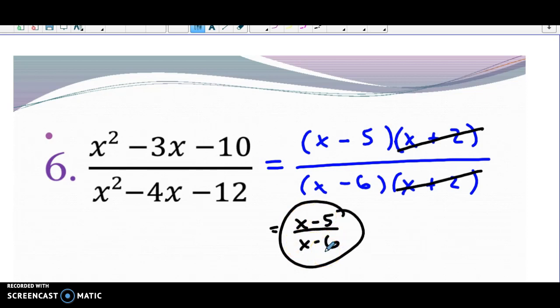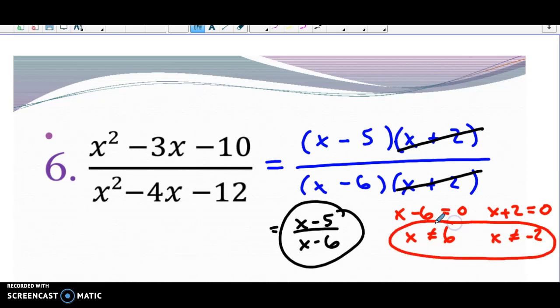But I do need to give my excluded values. So I'm going to set each factor in my denominator equal to 0 and solve. So x cannot equal 6 and x cannot equal -2. Those are the exclusions.